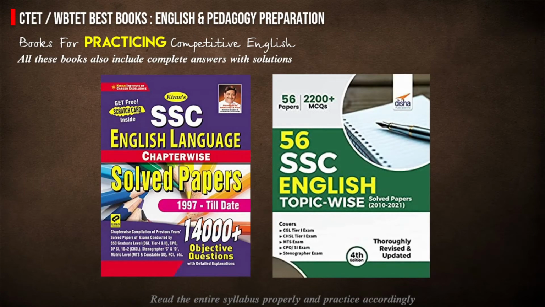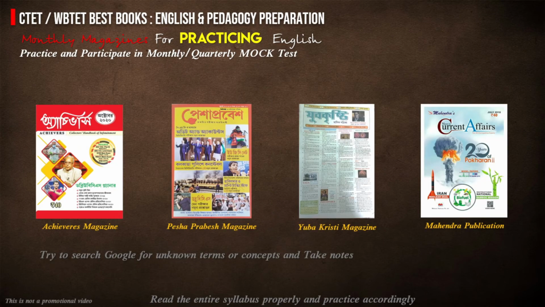In competitive exams, it is vital to learn various short tips and tricks to reach the answers speedily. So, for this purpose, you can have these 2 collections, that is English Language chapter-wise solved papers from Arihant publication or SSC English topic-wise solved papers by Disha publication. Achievers, Pratiyogita Darpan, Yojana, Manorama's Current Affairs are the best monthly magazines available for general English preparation.